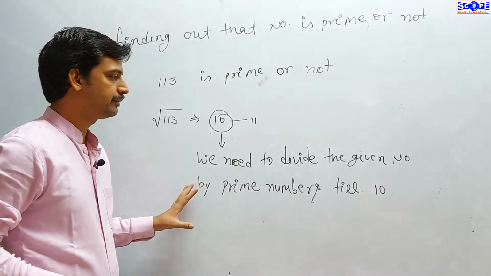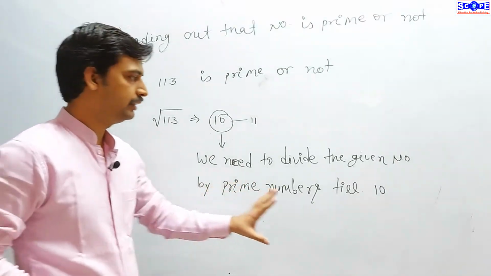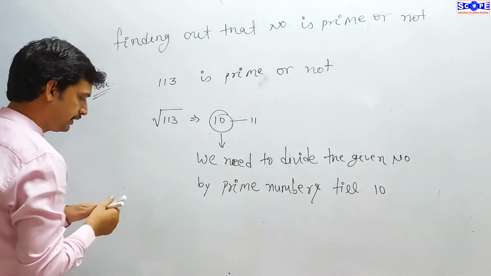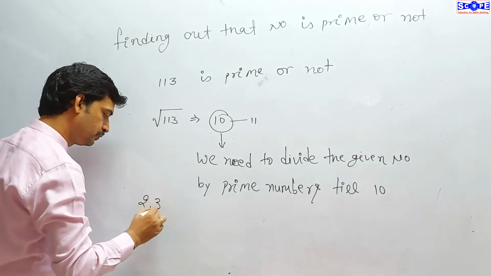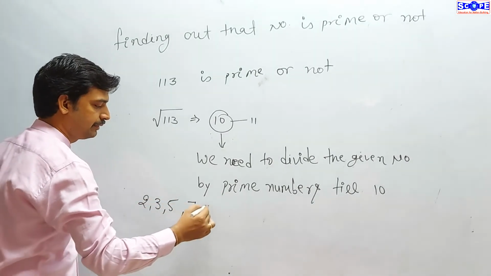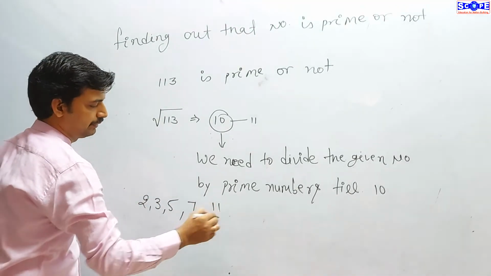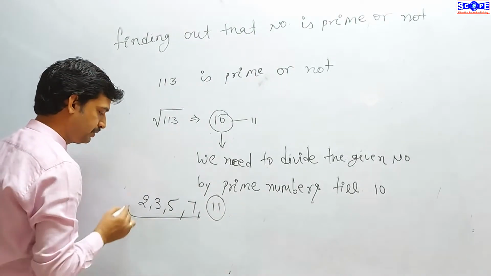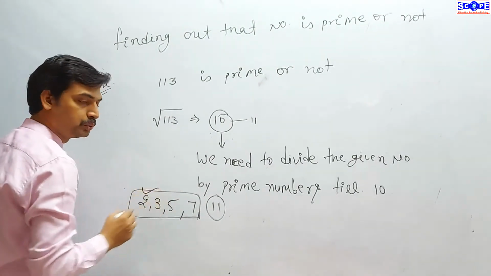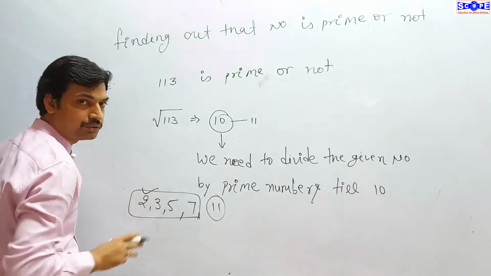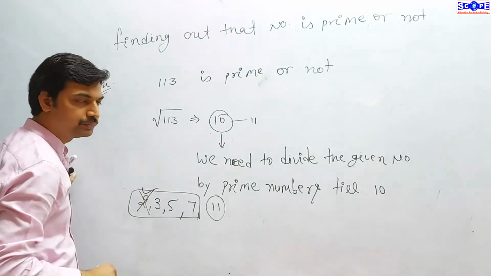So we need to divide it by the prime numbers up to 10. How many prime numbers are there till 10? 2, 3, 5, 7 and 11. 11 is more than 10, so we need to divide it by the others. Divisibility of 2 is what? Even number. It is not even, so this is not divisible by 2.